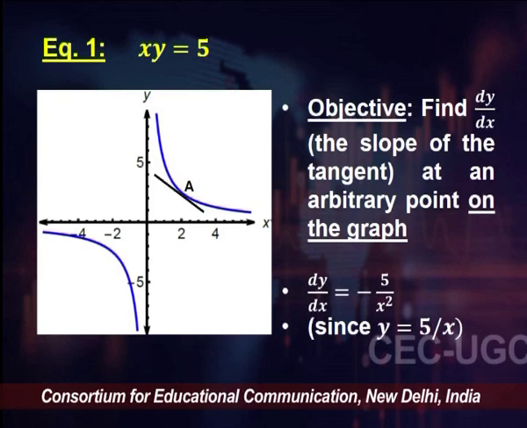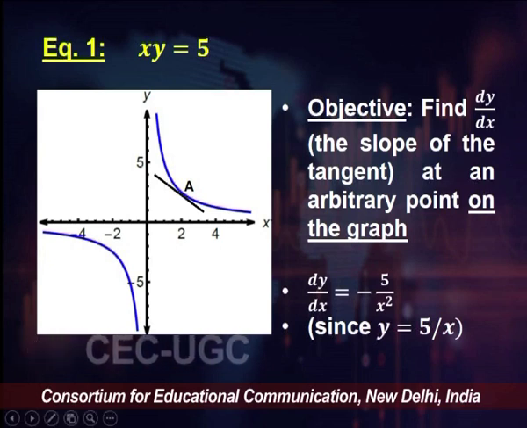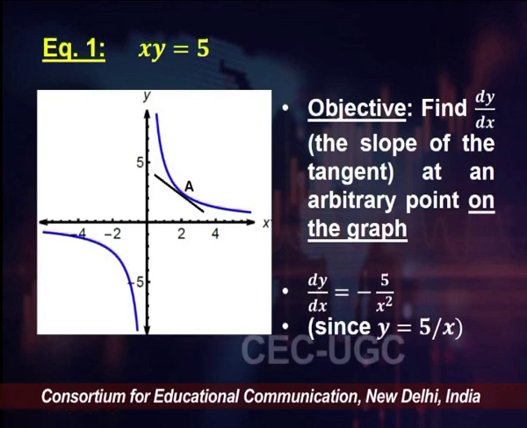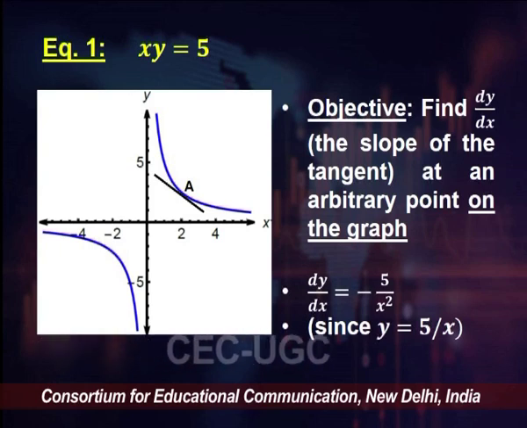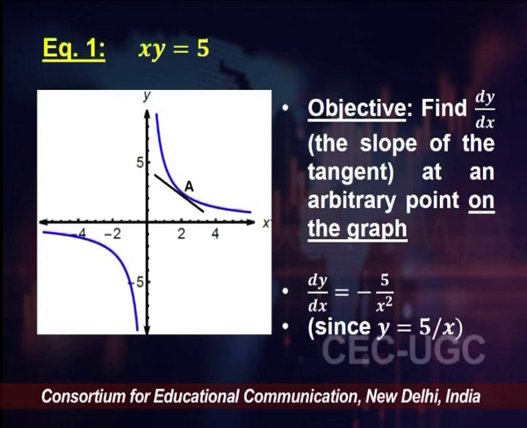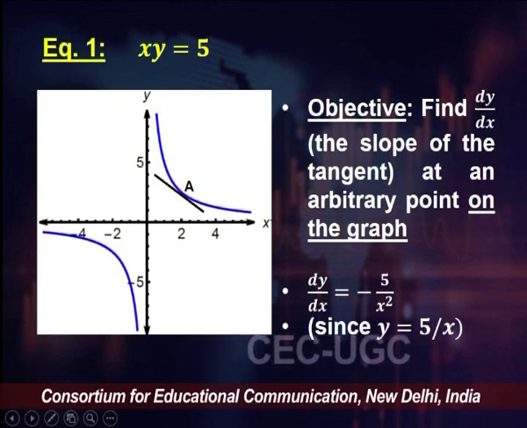In fact, we can even grab a visual of this particular graph. So, x times y equal to 5, we have the graph of this equation here, and this will lie in the first and the third quadrants, as you can see. Let us suppose, because that is the ultimate objective for this video, that we should be able to find dy by dx, the derivative, which is nothing but the slope of the tangent to the graph at any arbitrary point, let us say A.